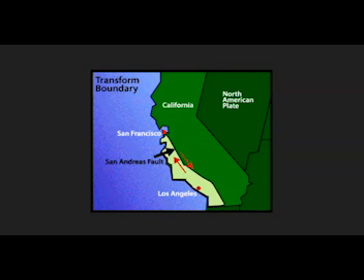Transform boundaries, where plates are sliding past each other, can result in earthquakes, and that's about it for transform boundaries. You don't get any upward motion, you don't get any subduction, they're just sliding past each other.